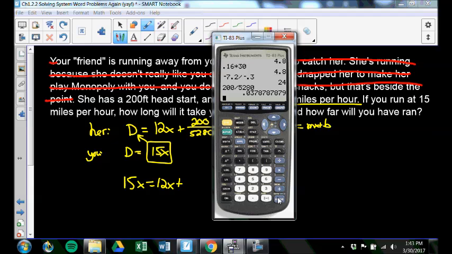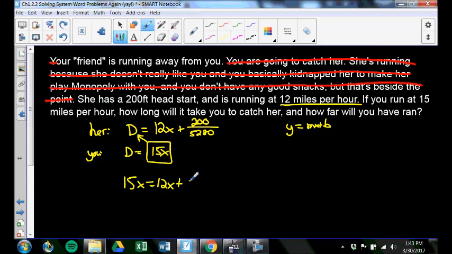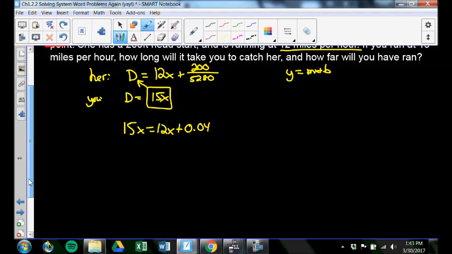On this calculator, I can press the math button, and the first option is arrow frac. It's 5 and 1/32. So you can either write the fraction or 0.04 miles, I think, to make it simpler. Let's just call this plus 0.04. So she's 0.04 miles ahead. It turns out that that 200 feet is not going to make that big of a difference in terms of how long it takes us to catch her.